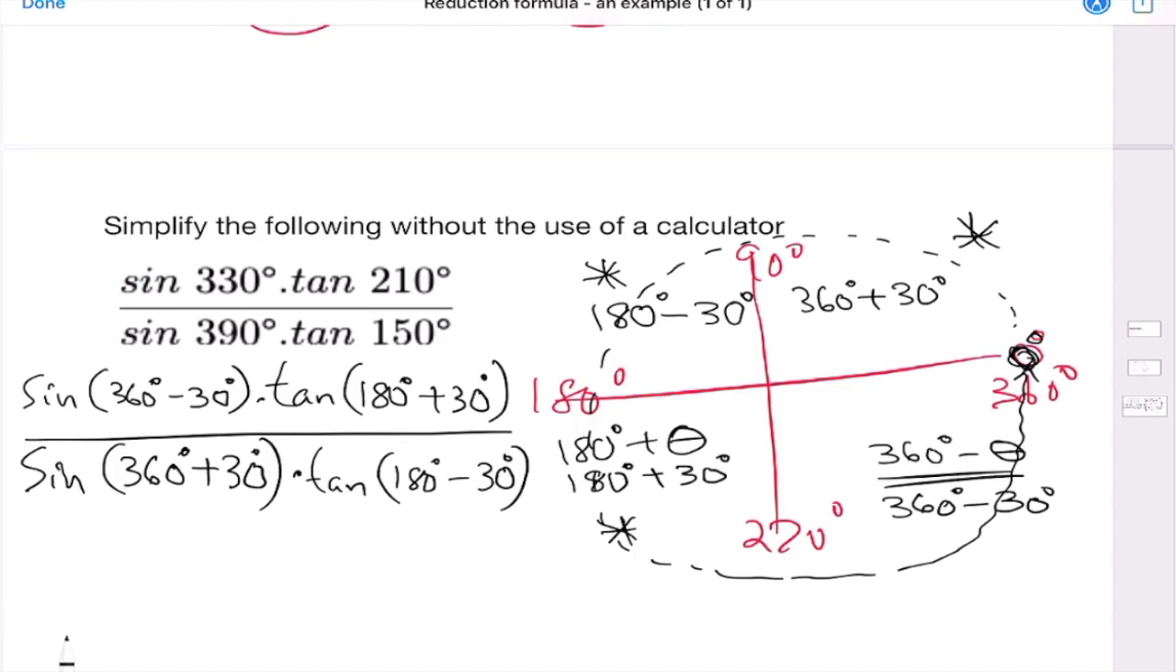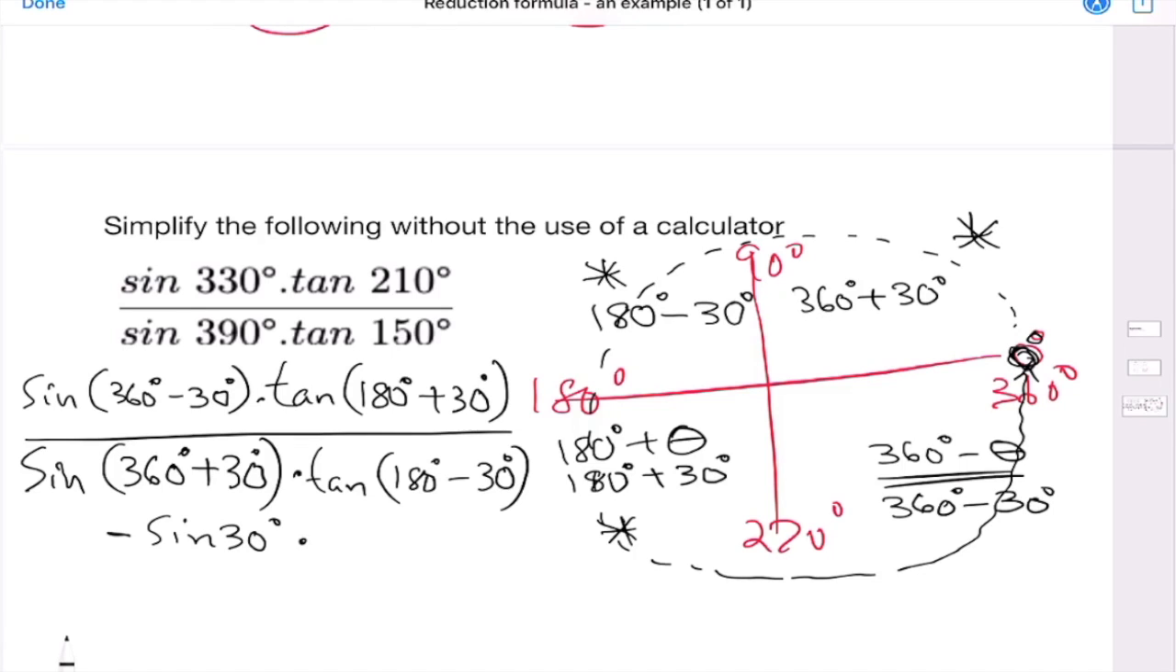Now the next thing is, remember the reduction formulae. If you know that sine of 360 minus theta is equal to negative sine theta, then you should be able to simplify the sine of 360 degrees minus 30 degrees. And so that will give us, because that is in the fourth quadrant, and we know in the fourth quadrant sine is negative, so that will give us negative sine of 30 degrees.